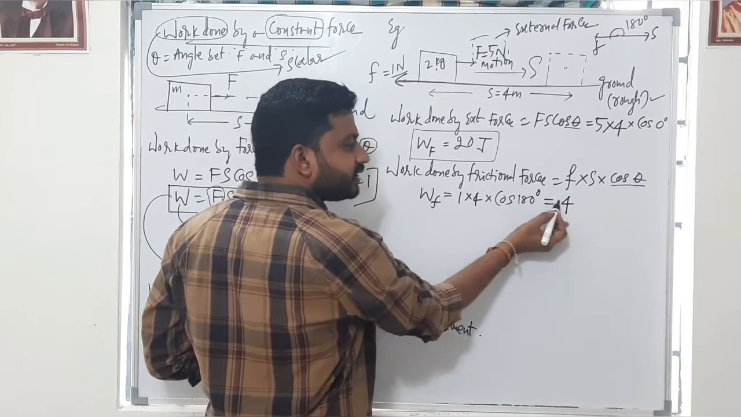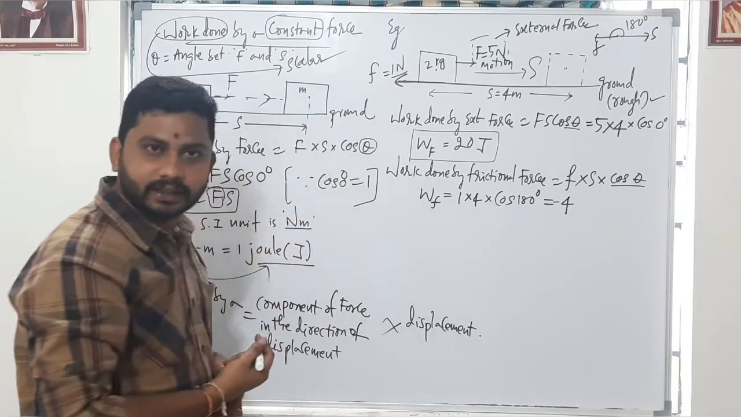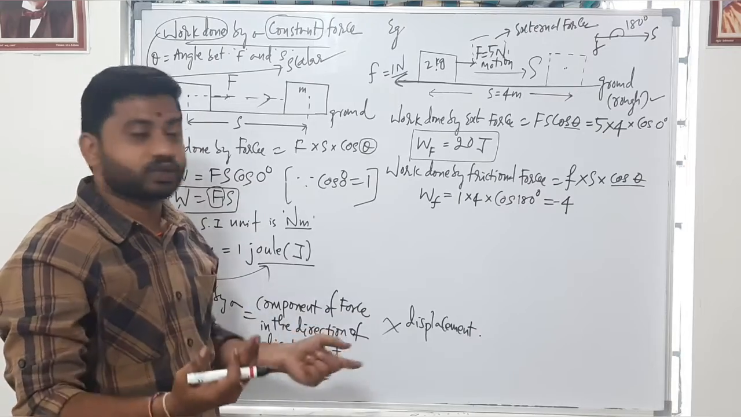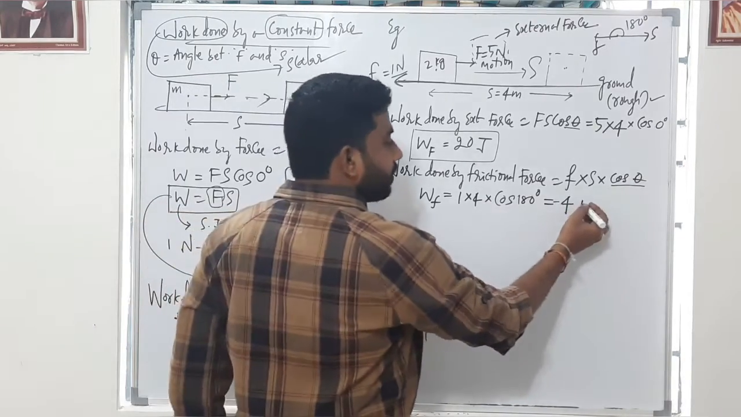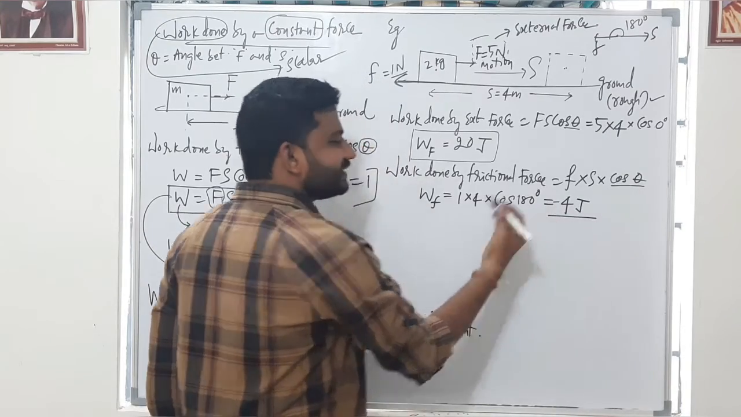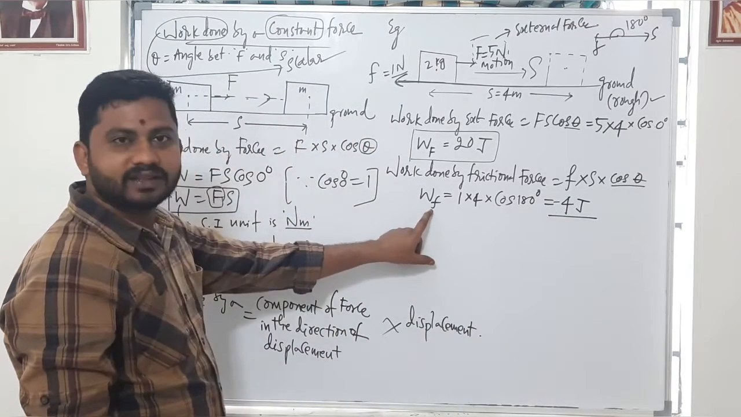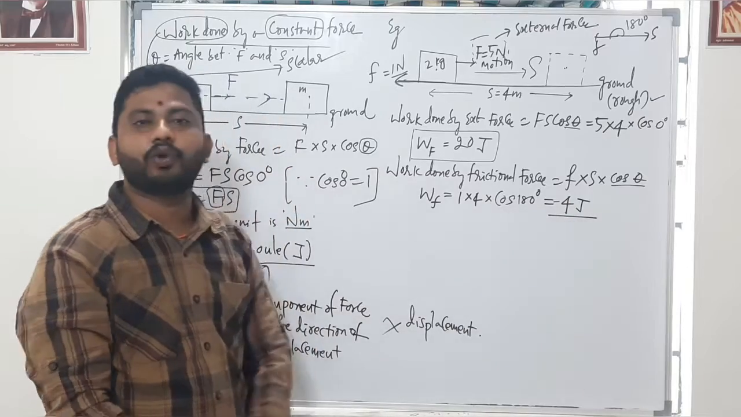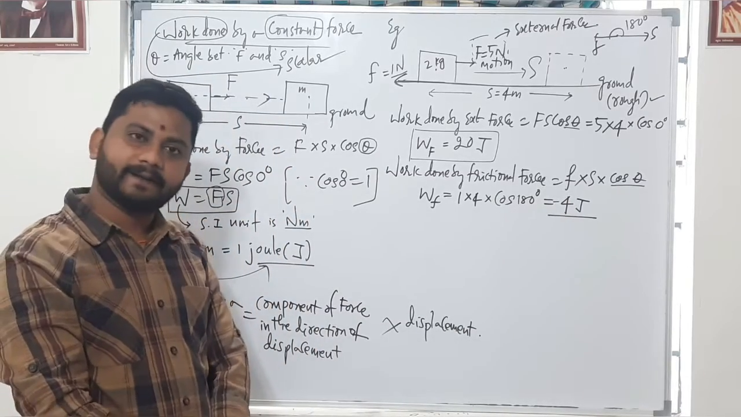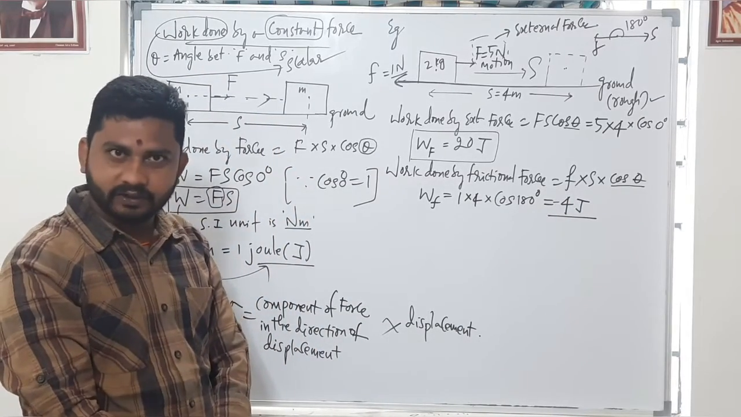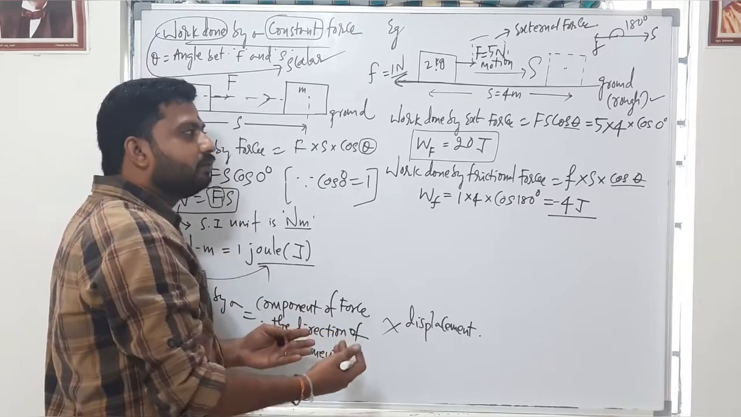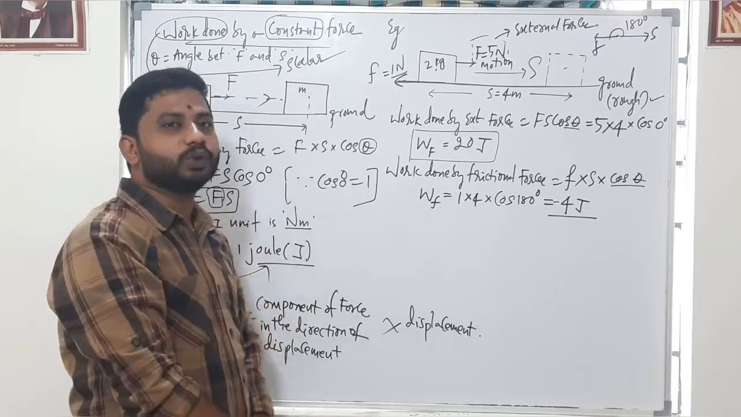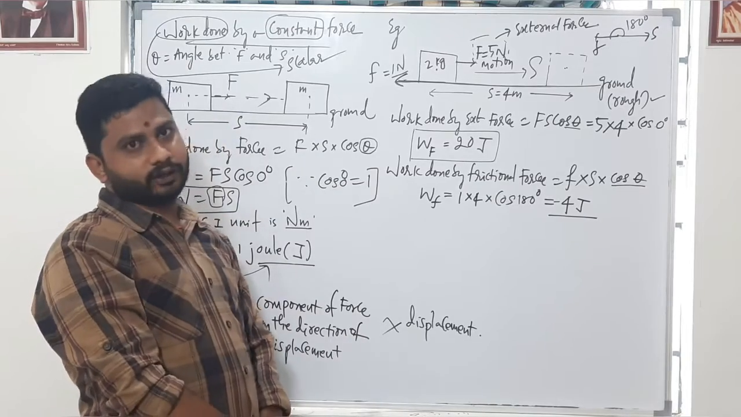Cos 180 degrees is minus 1. Is it clear? Cos 180 is how much? Minus 1. Minus 1 into 4 is minus 4. And look at here, minus 4 joule is the answer. Work done by the frictional force is how much? Minus 4 joules. Right. Alright. Everyone, are you understanding? Now, work done by the another force, we are going to do it. Listen to me carefully.